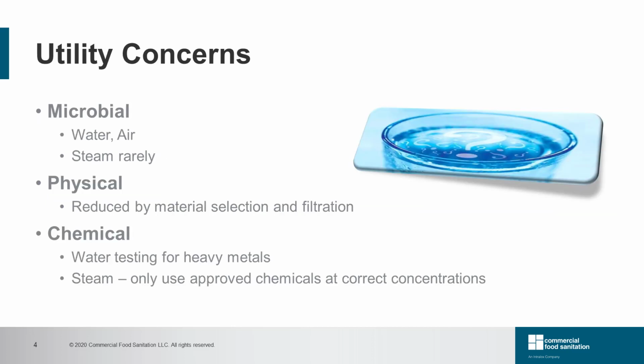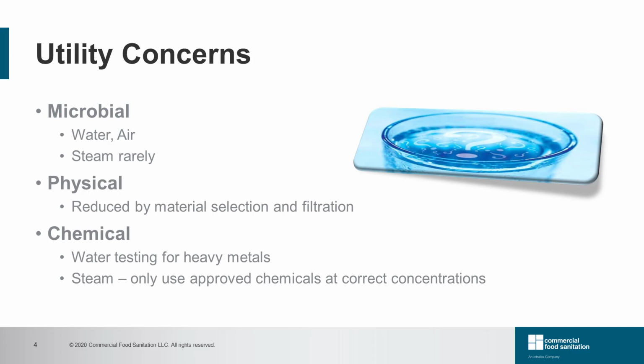Air, water, and steam should be added to the food safety plan at the plant and should be assessed from three perspectives. First, microbial risks, which need to be considered for water and air. Steam rarely has microbial risks due to the temperature.